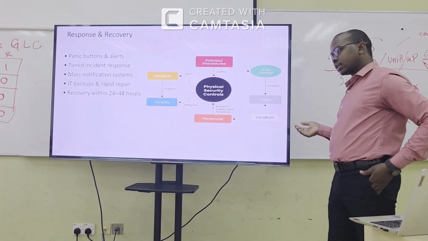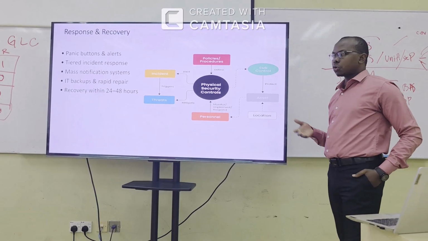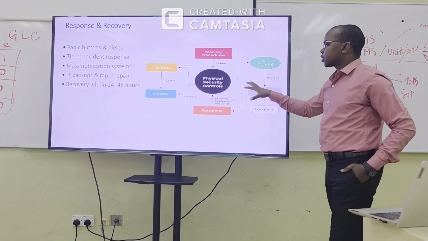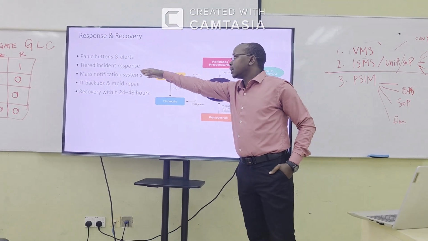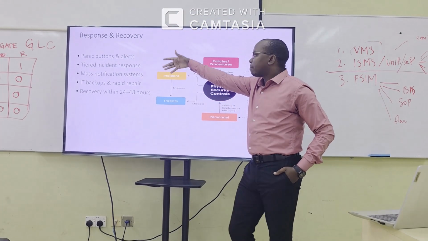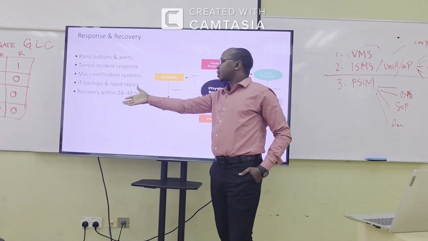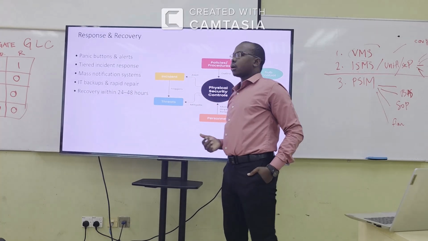Alright, we finished the 6 C's, then we are going to discuss response and recovery, which will be the second part of my presentation. I will explain this figure, but we have to have panic buttons and alerts, incident response, a mass notification system, IT backups, and rapid repair, then recovery within 24 hours. So all this consists of response and recovery.